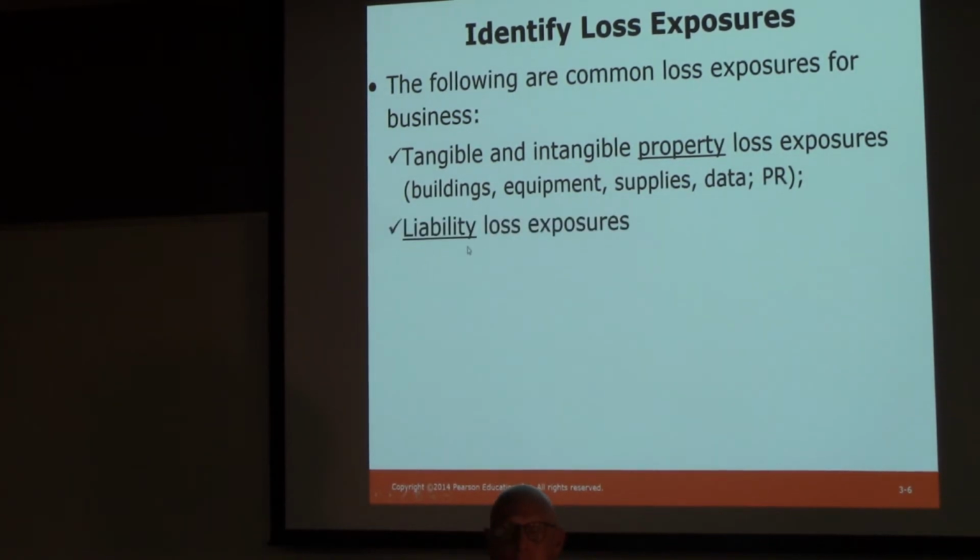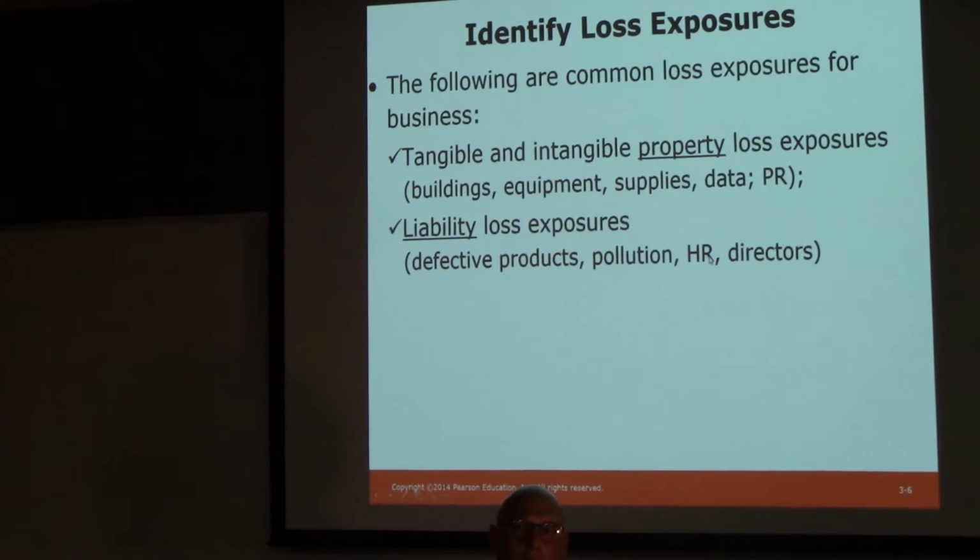Liability loss exposures: defective products, environmental, HR, such as hiring and firing, age discrimination and sexual harassment, and then your officers and directors have to be protected from liability, and also maybe professional liability like malpractice.